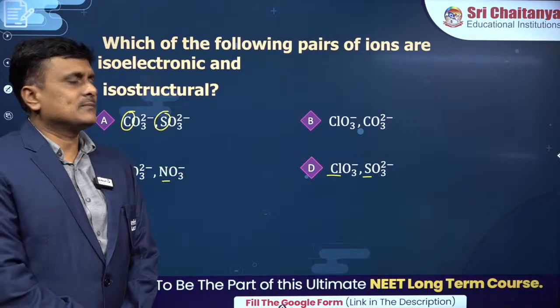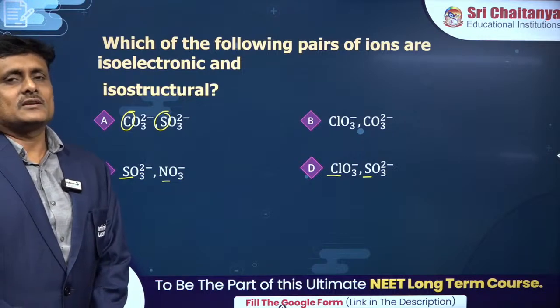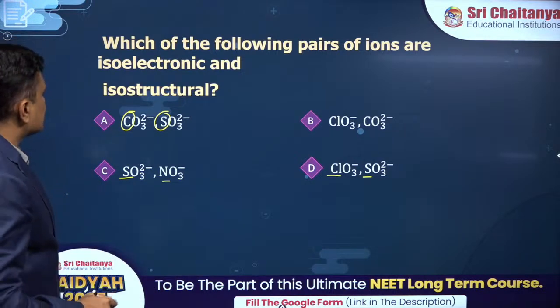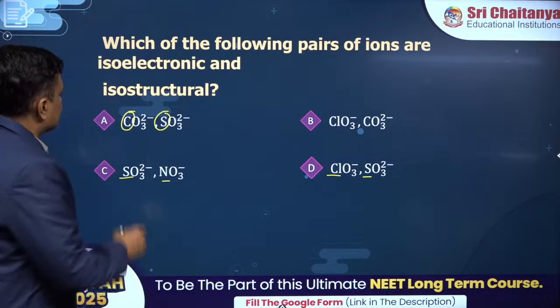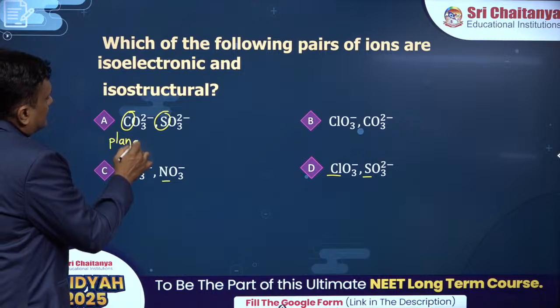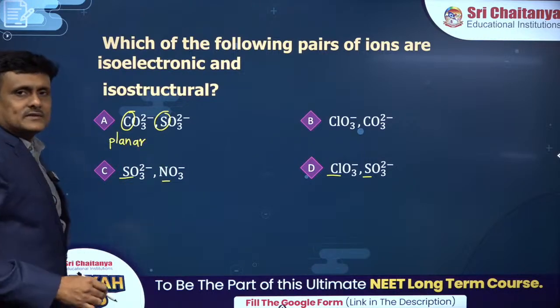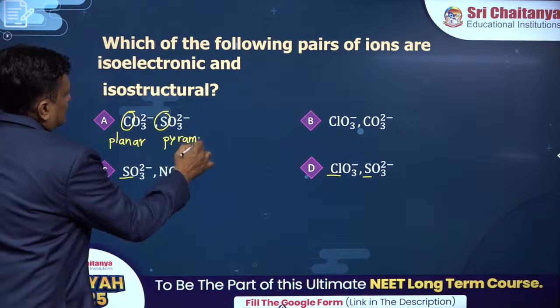Let's check the total number of electrons, isn't it? What do you all say? Total number of electrons and isostructural. First of all, let us write the structures of these. CO3 2-, alright, is trigonal planar. And because of the lone pair of electrons on the sulfur, this is pyramidal. Isn't it? We know how to predict the structures.